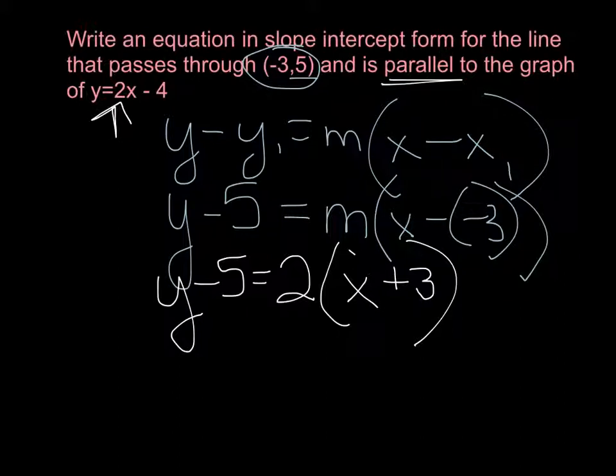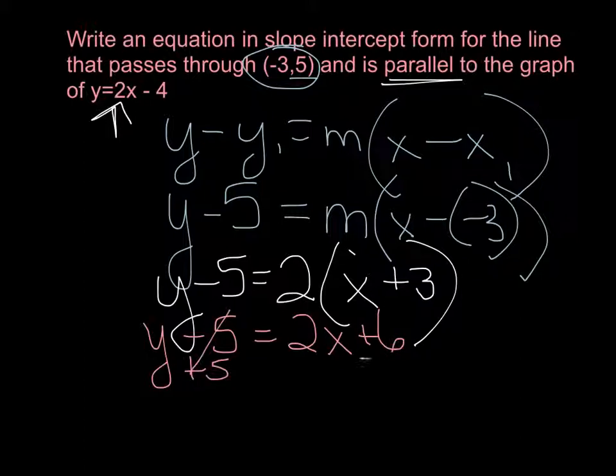Now from here, you can go ahead and distribute. So you have y - 5 = 2x + 6. You can add 5 to both sides. So your final answer is y = 2x + 11.